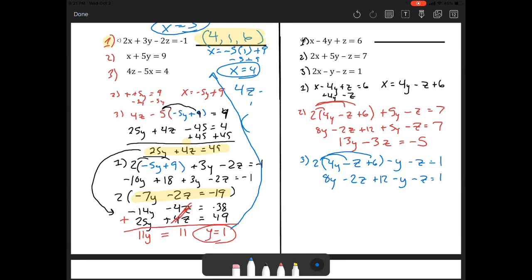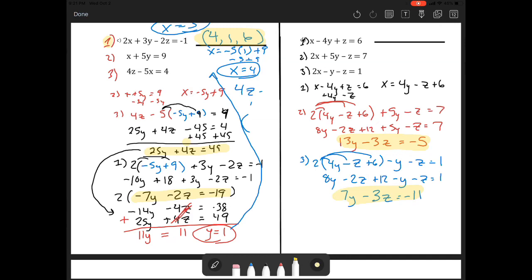Simplify that down again. I'm going to have 8y minus 1y, which is going to give me 7y. I'm going to end up with negative 3z again. And then I'm going to move my 12 to my 1, and I'm going to have negative 11. So I now have my 2 equations right here. So what that's going to mean is now I can start solving using those 2.